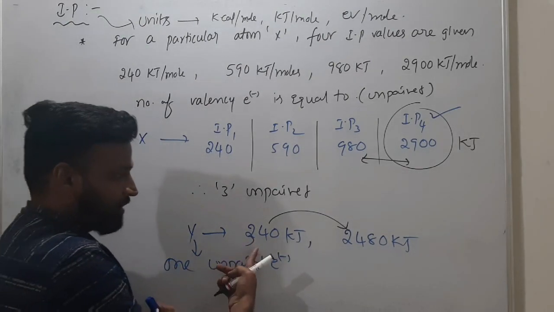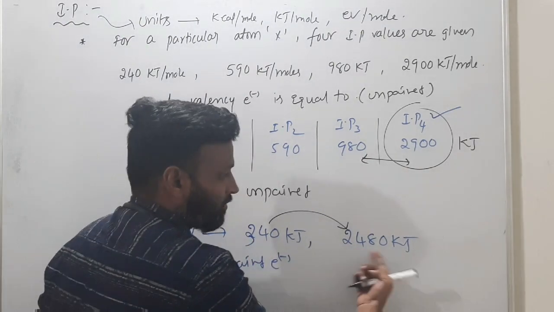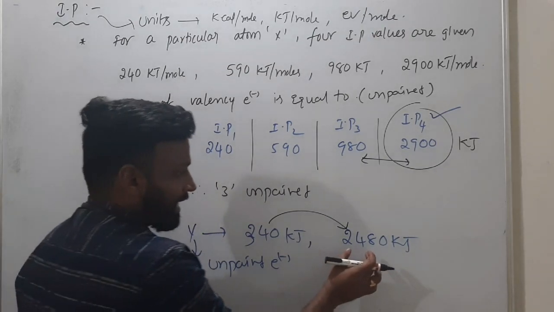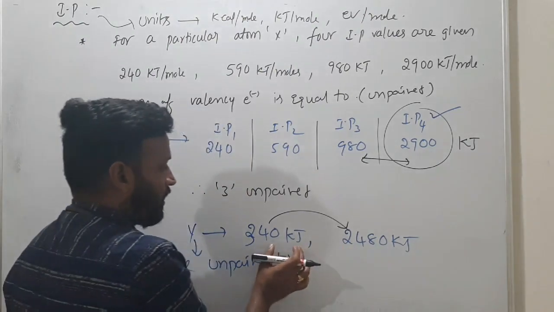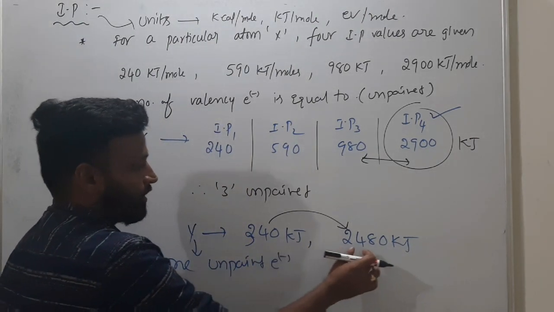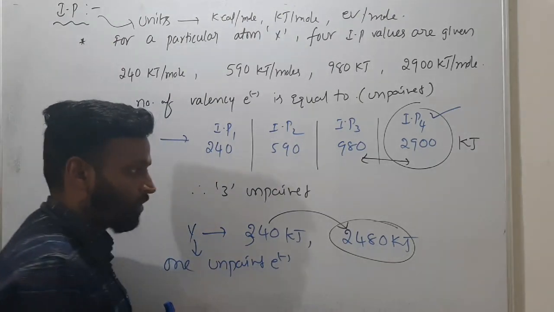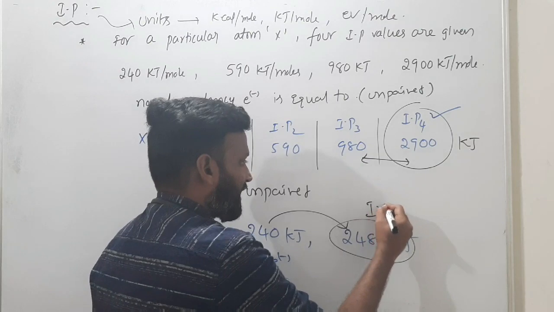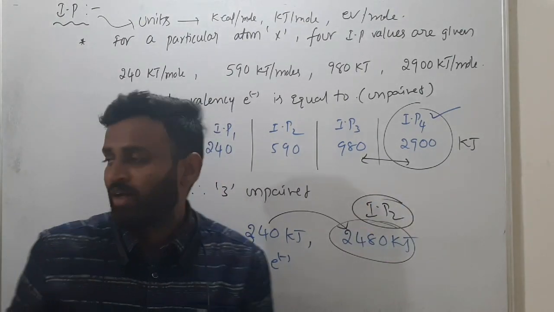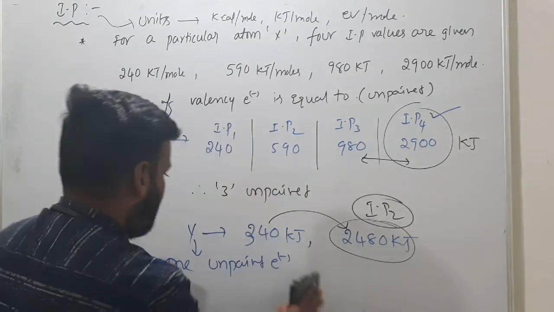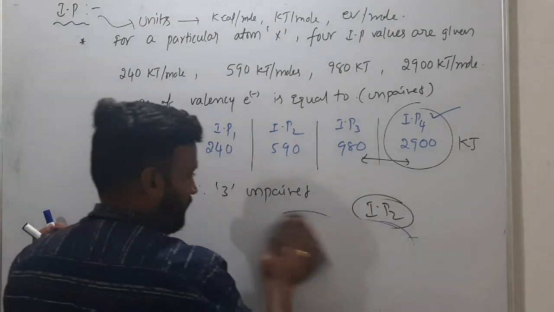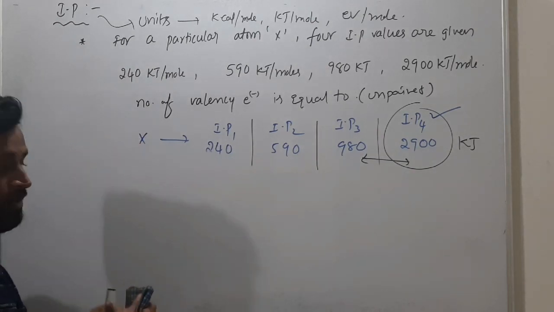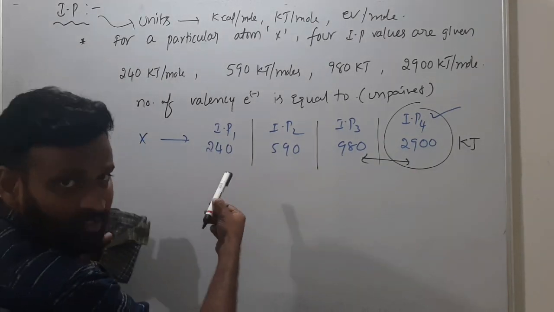Here the first electron, just 340 is enough, but for the removal of the second one it's highly difficult. Got it? Why is the second IP very high for this? See, the energy gap is too high. 2480 kilojoules is required, which is very high. So you cannot remove the second electron. So IP2 is very high. Got it clearly? So this is about ionization potentials. Understood this one?